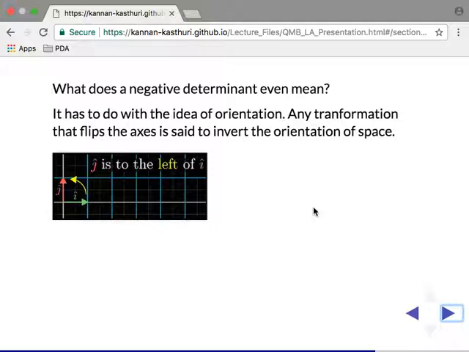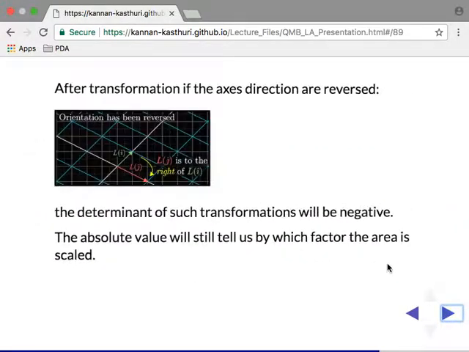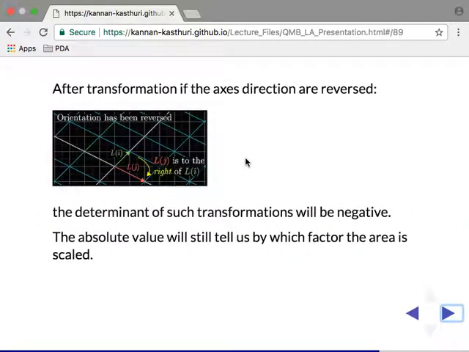And with this comes the idea of orientation of space. So you say that j is to the left of i, right? But if by some transformation the direction is reversed, so for instance here, L of i, the transformation leaves i here and then j is flipped so that L of j is to the right of i, right? For such transformations, the determinant is going to be negative. Still, the absolute value will tell us how the area has changed, but the determinant is going to be negative.